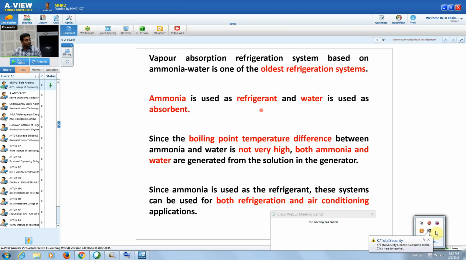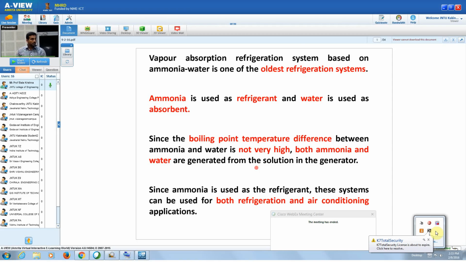The boiling point temperature difference between ammonia and water is not very high, so the separation between the boiling points of these two is small. For this reason, both ammonia and water are generated from the solution in the generator. Whenever the solution is heated, both ammonia vapor and water vapor come out of the generator. But we only need ammonia vapor. In order to separate the water vapor from the ammonia vapor, we use a component known as the rectification column and deflammator.